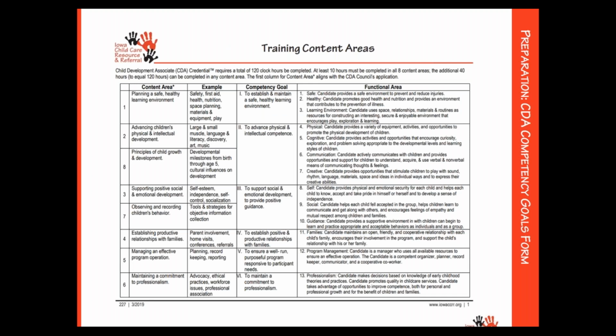This form outlines the CDA competency goals or areas. There are 8 areas identified on the training tracking form, and this form may be helpful in looking at what trainings fall under each competency area. It can be useful in helping to look at trainings that may not list the CDA content area on the certificate, especially for those older trainings. This form is found on the CCR&R website on the new CDA page as well.